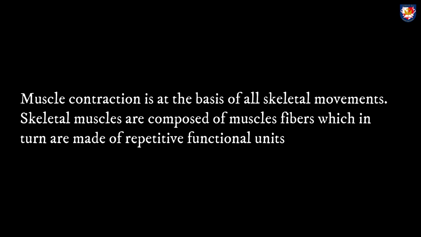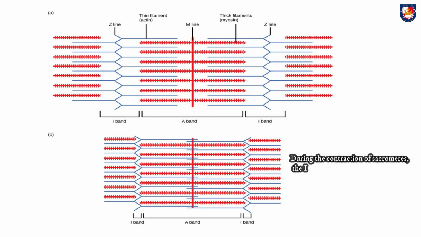Muscle contraction is at the basis of all skeletal movements. Skeletal muscles are composed of muscle fibers, which in turn are made of repetitive functional units called sarcomeres. Each sarcomere contains many parallel, overlapping thin, or actin, and thick, or myosin, filaments. During the contraction of sarcomeres, the I bands shorten and the length of the A bands does not change.